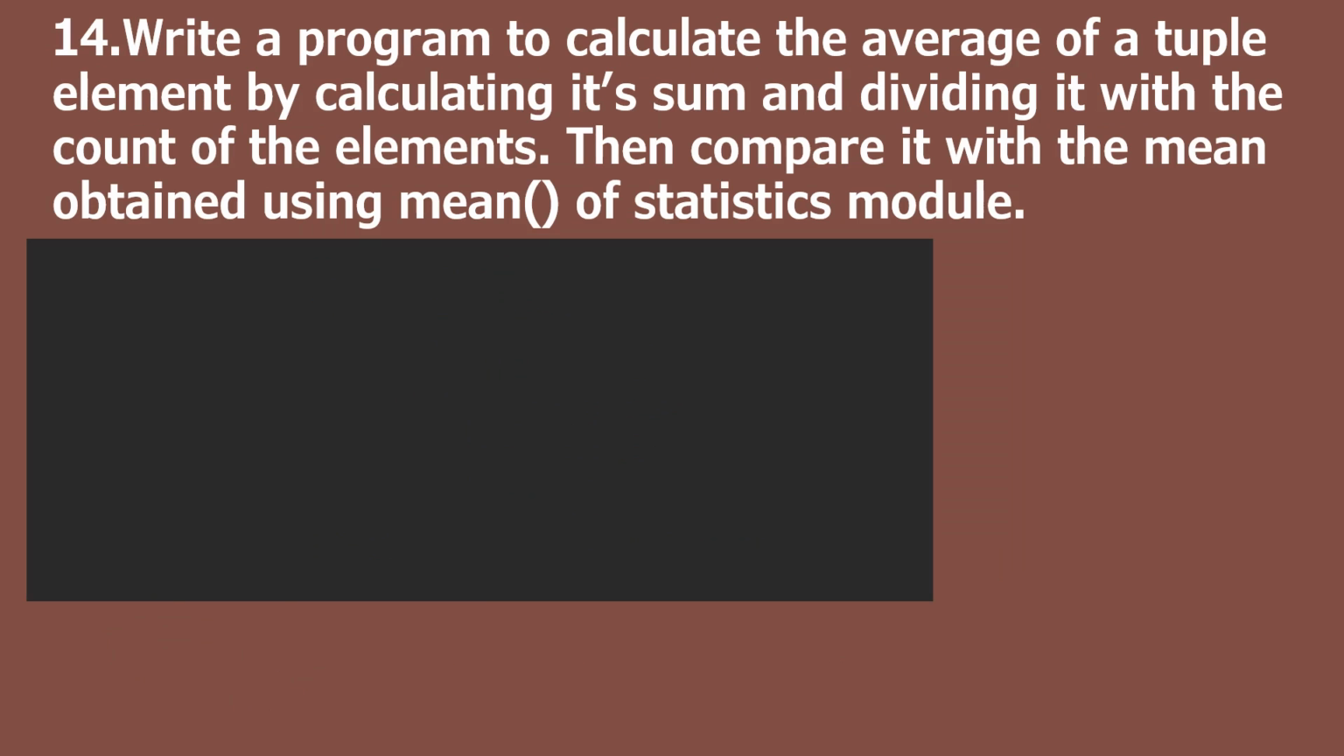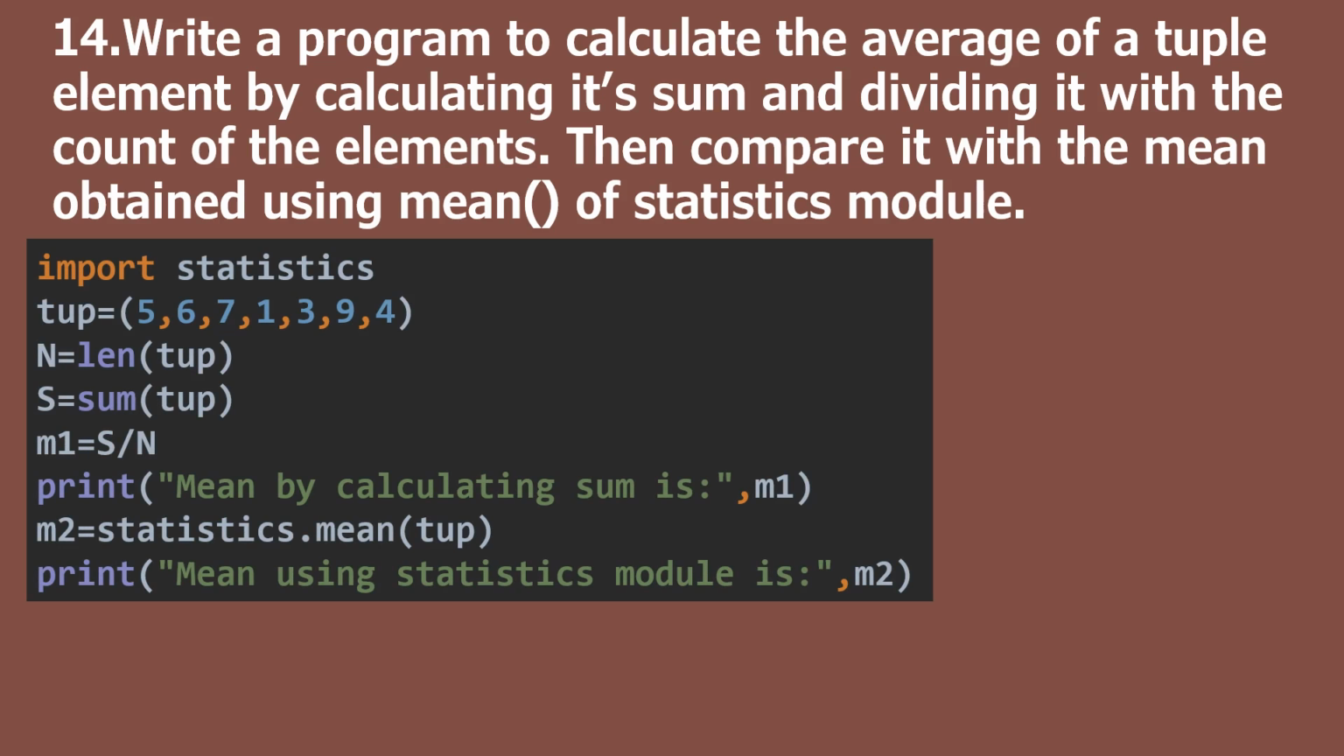Write a program to calculate the average of a tuple element by calculating its sum and dividing it by the count of the elements. Then compare it with the mean obtained using the mean function of the statistics module. Okay, so first of all, we'll find out the mean of this tuple, which we have already done. That means you have to take the sum of the numbers of this tuple and divide it by the number of elements in the tuple.